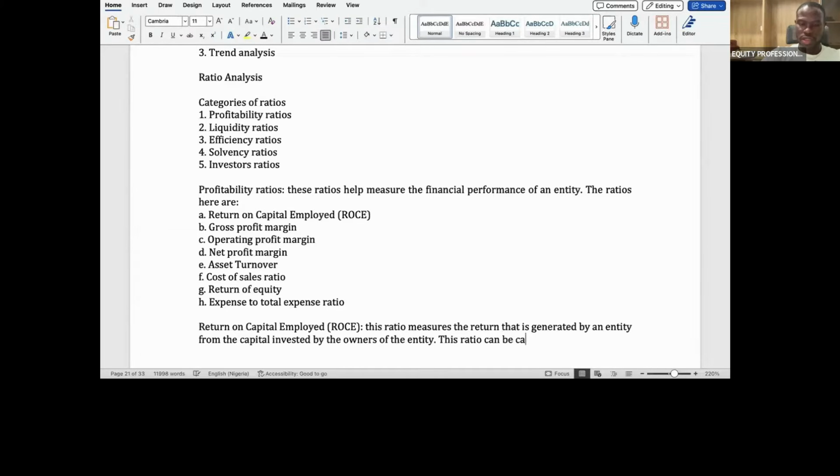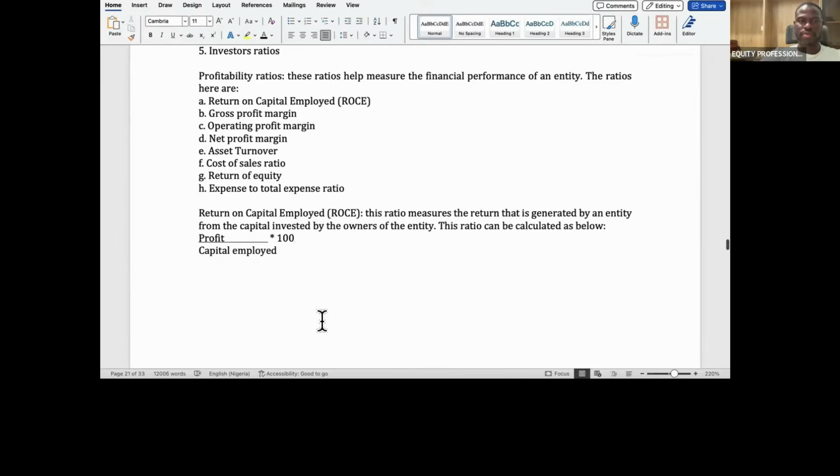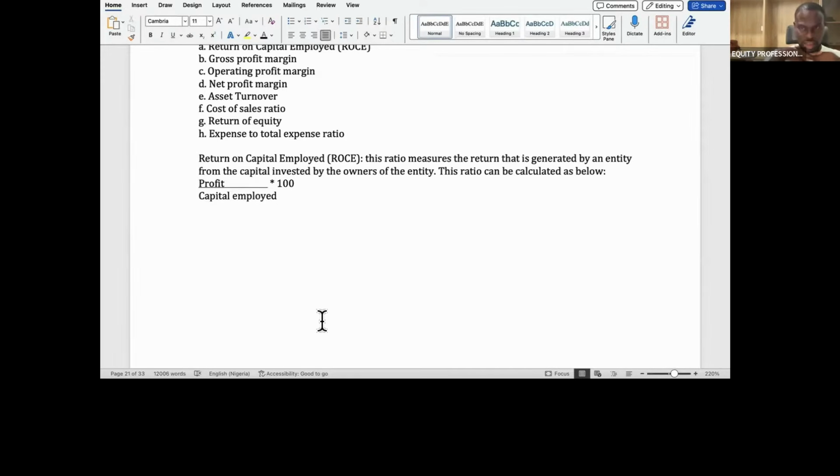So this ratio can be calculated as below. We usually have profit over capital employed, times 100 over 1. So when you do this math, it gives you return on capital employed. So how do we interpret this ratio?